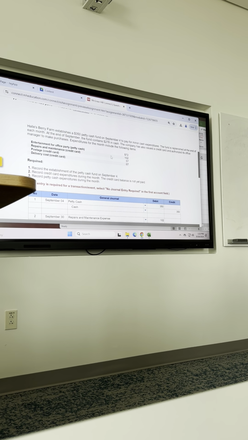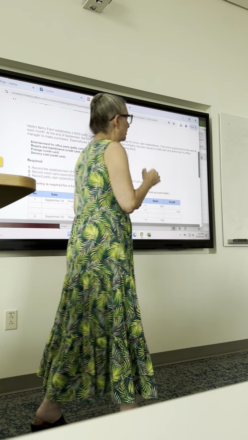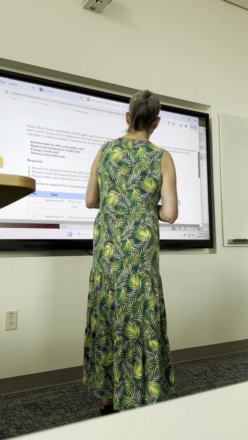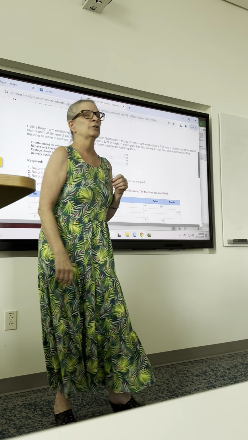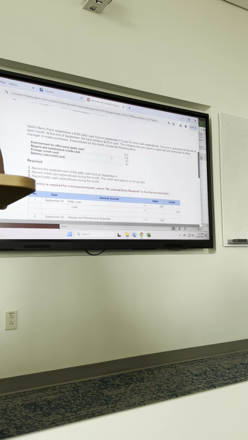Okay, so a petty cash account is called an imprest account. On the books, what you're going to see from the day you establish to the day you close the petty cash account is $350. Because what that means is at any given time, you will have the sum of $350 in either cash, currency, coins, or receipts.